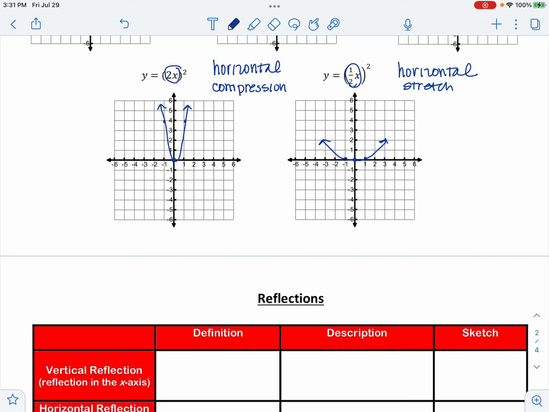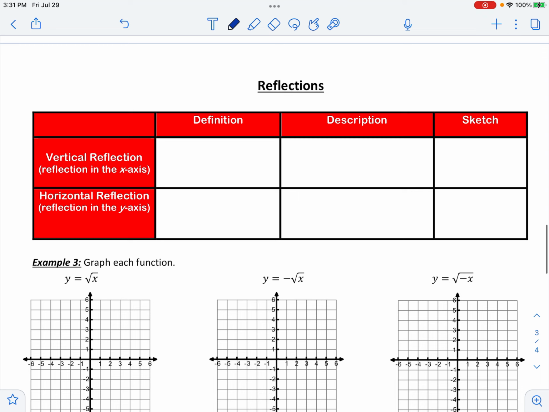Okay, last type of transformation we have to talk about is reflection. We have 2 types of reflections: vertical reflections and horizontal reflections. These are the words we're going to use. Definition, what's the equation going to look like? For vertical reflection, remember, vertical is on the outside of the parent. So you have negative f of x, right? It's not on the inside, it's on the outside. And for a reflection, it's the opposite of those values.